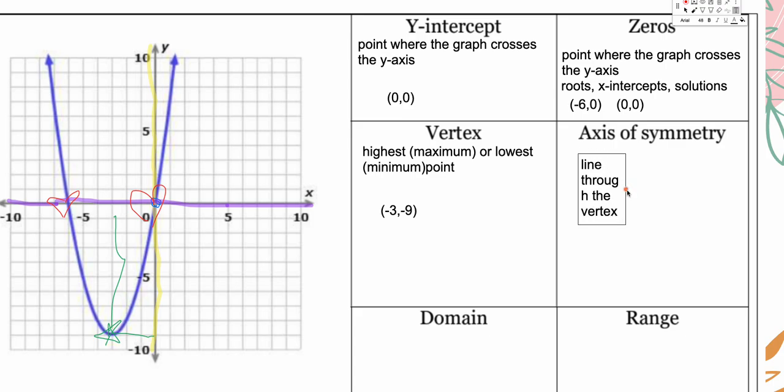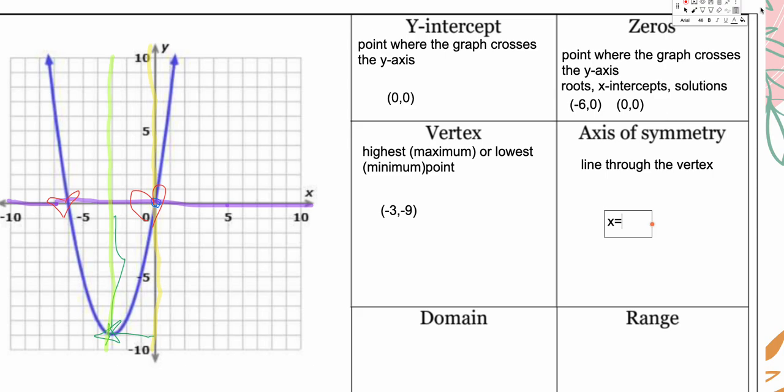Okay, making the graph identical on both sides. That's what symmetry means. So I'm going to draw my line of symmetry. It's this line. So you see that green line? That's the line of symmetry. So I have to write that as an equation. Because it's standing up, it's an x equals line.